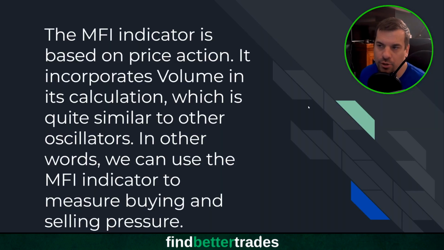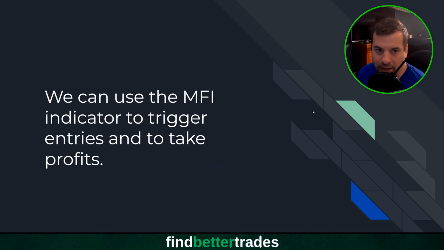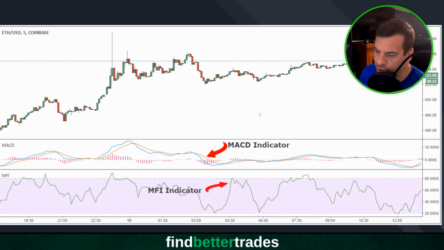Then the other indicator we're going to use is the MFI. It's based on price action and incorporates volume in its calculations, which is quite similar to other oscillators. In other words, we can use the MFI indicator to measure the buying and selling pressure. In very simple terms, we can use the MFI indicator to trigger entries and to take profit. I'm going to show you exactly how that's going to work in this strategy.